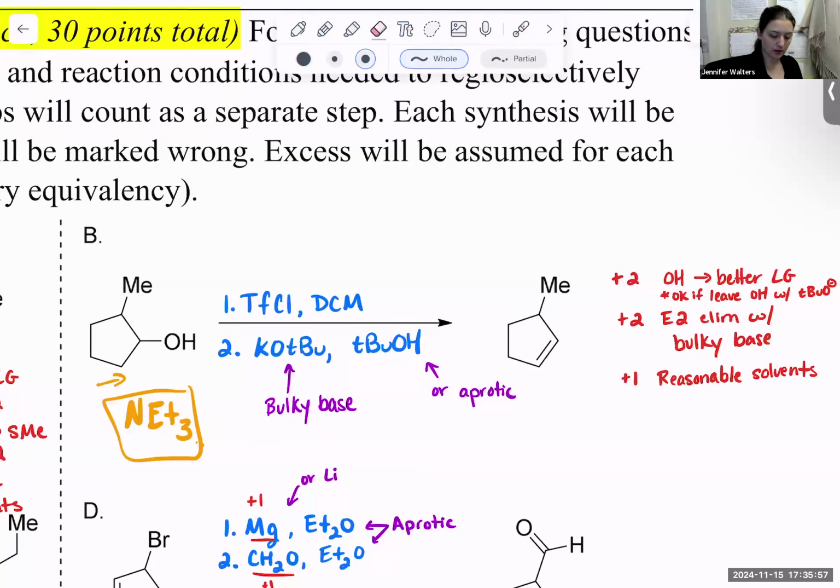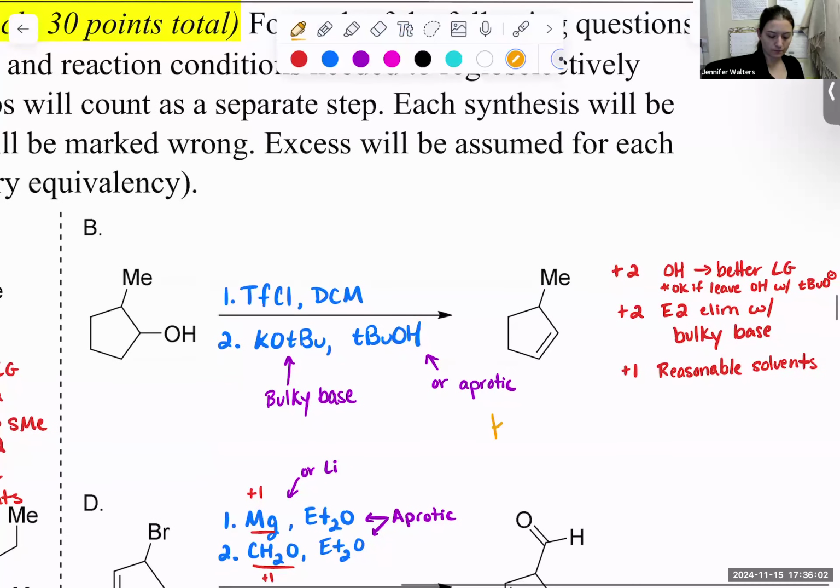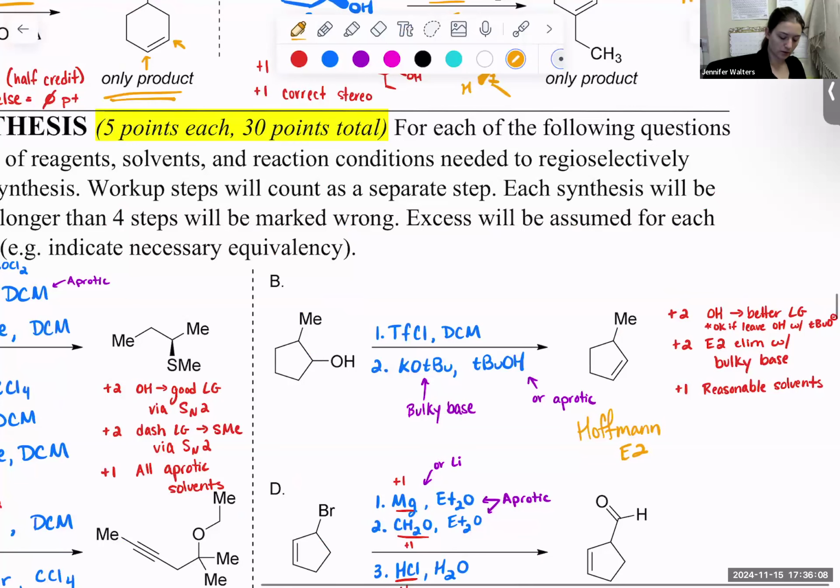Any questions about that? Two SN2 reactions was the key part of that one.